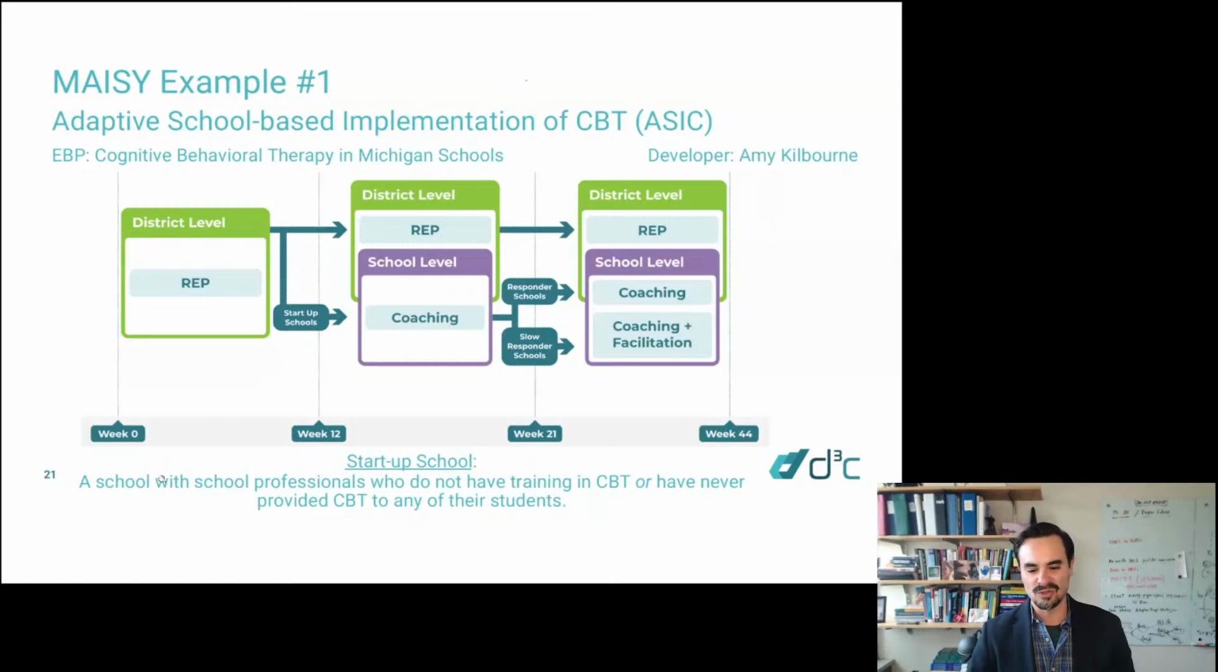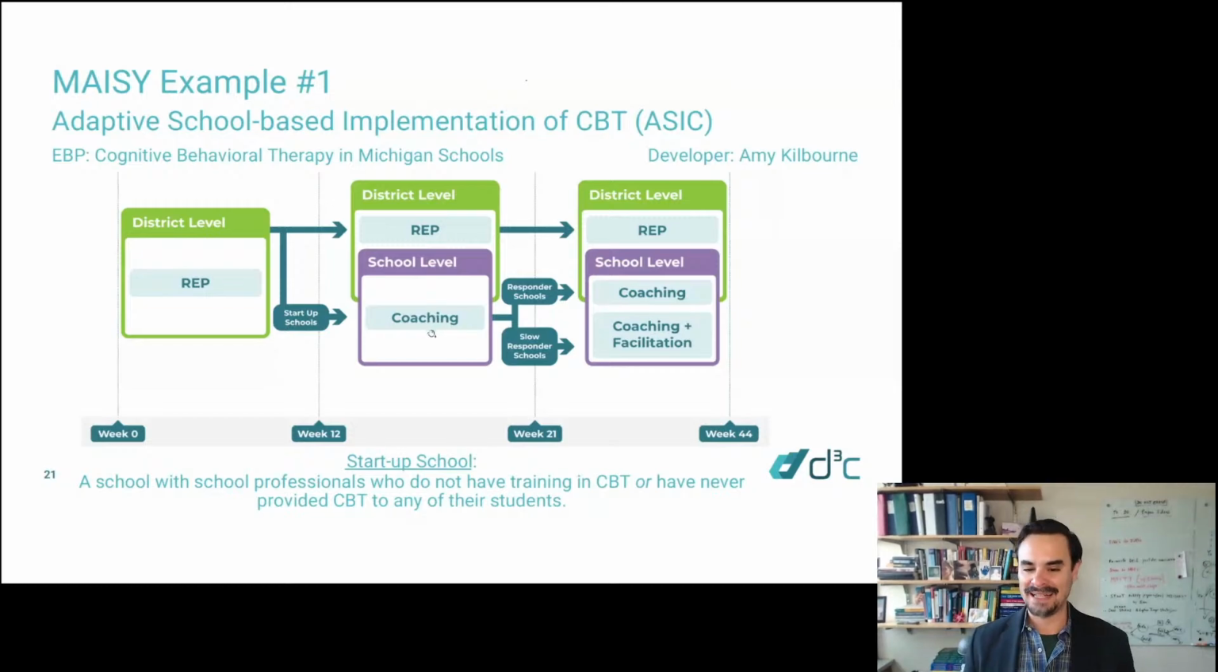So a startup school is a school, and it's defined down here, with school professionals who do not have any training in CBT or have never provided CBT to any of their students. And the non-startup schools is the complement of that. If you have a school that's a startup school, that school is now going to receive a new implementation strategy called coaching. Notice that now this strategy is at the school level. It's in purple. And the reason it's at the school level is because not all schools are going to get this. Notice, only the startup schools got coaching.